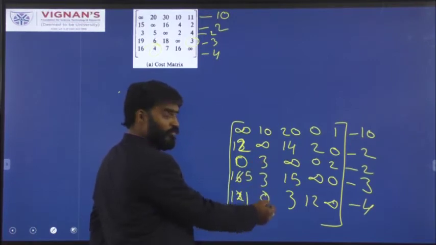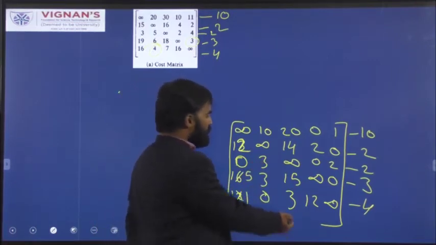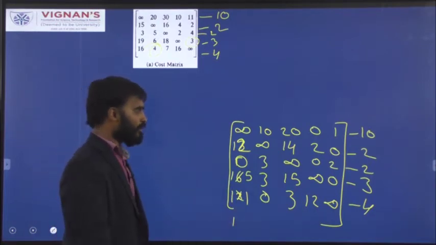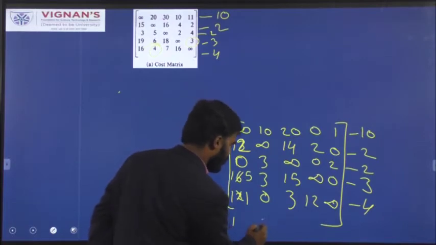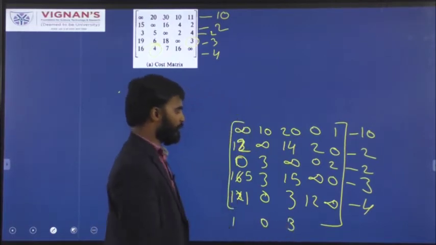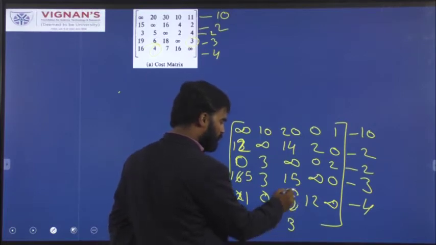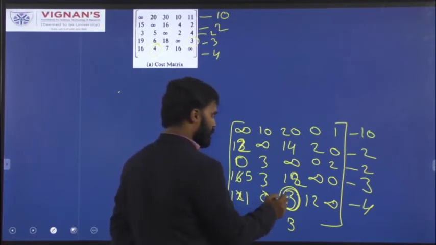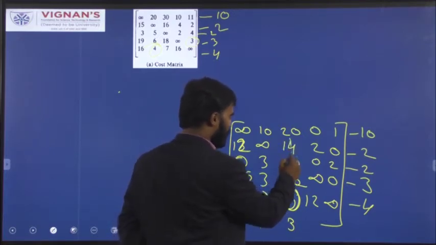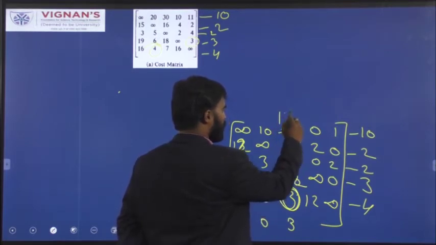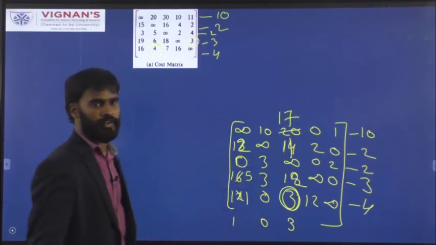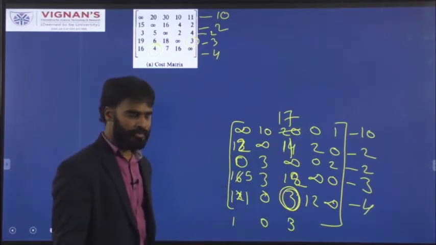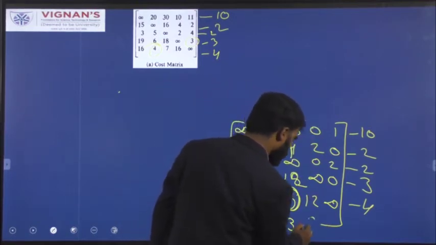This column has a 0, so no need to reduce. This third column does not have any zeros. So I can find the minimum element, which is 3. Then reduce all the elements with 3. So this becomes 0, this becomes 12, this becomes 11, this becomes 17. The cost of reduction is 3. The fourth column has zeros, no need to reduce. The fifth column has zeros, no need to reduce.